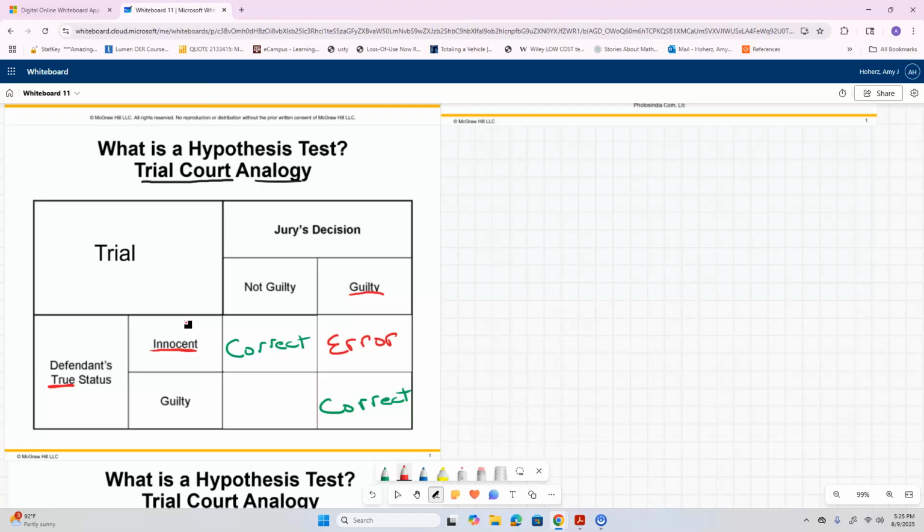Okay? I think everybody agrees we don't want anyone who's innocent to be found guilty and have a punishment for something they didn't do. On the other hand, it's not ideal if someone is found not guilty when the truth of the matter was they were guilty. So if the truth is that they were guilty, but the jury comes back with a not guilty verdict, that's also an error. That means that the person did commit the crime, but the prosecutor did not present enough evidence to convince the jury beyond a reasonable doubt that they committed that crime.